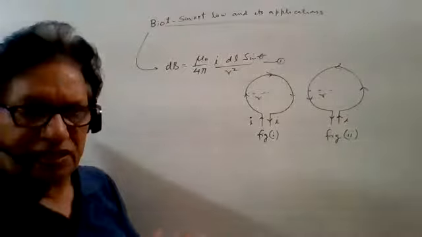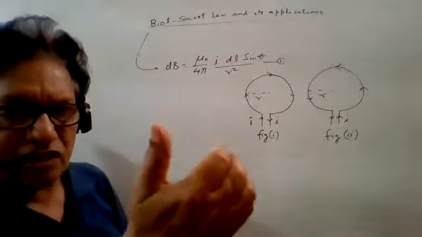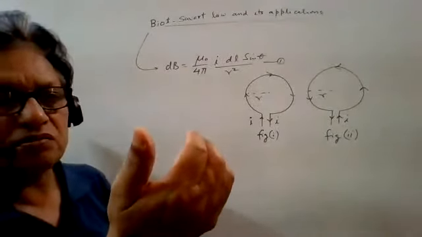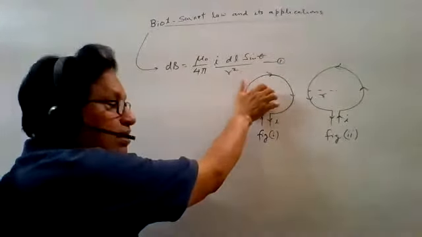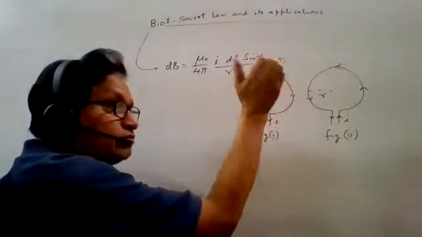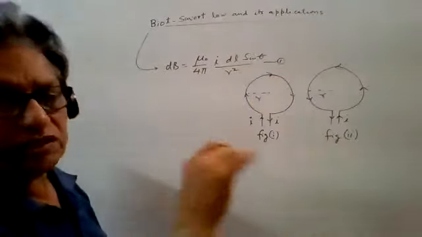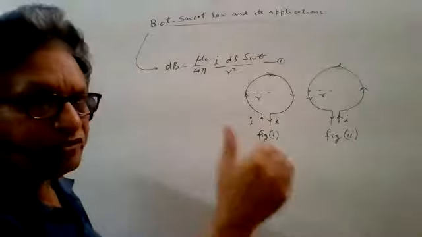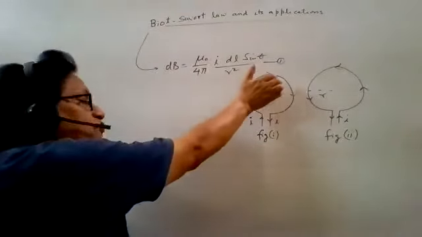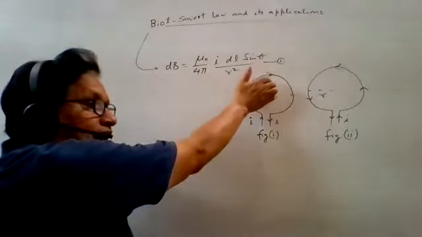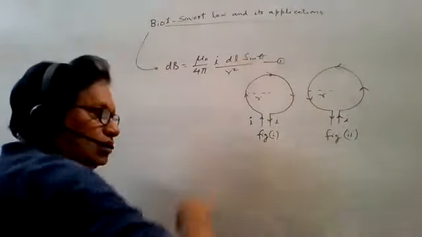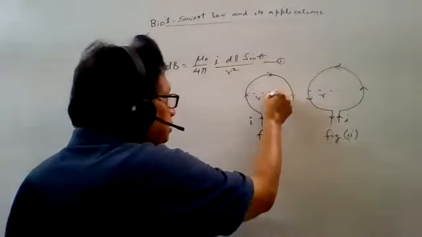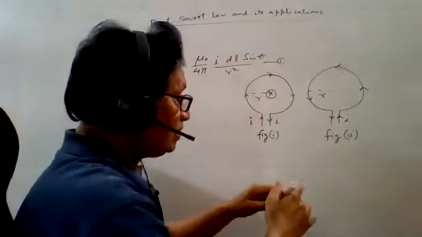Now, if you apply the Biot-Savart law for direction only, put the thumb at the current and the curling fingers must be where we are interested to find out the direction of magnetic field. If you apply like this, at the center the direction of magnetic field is going into the board, meaning cross. If you apply the same thing here, it is coming out, so it is dot.